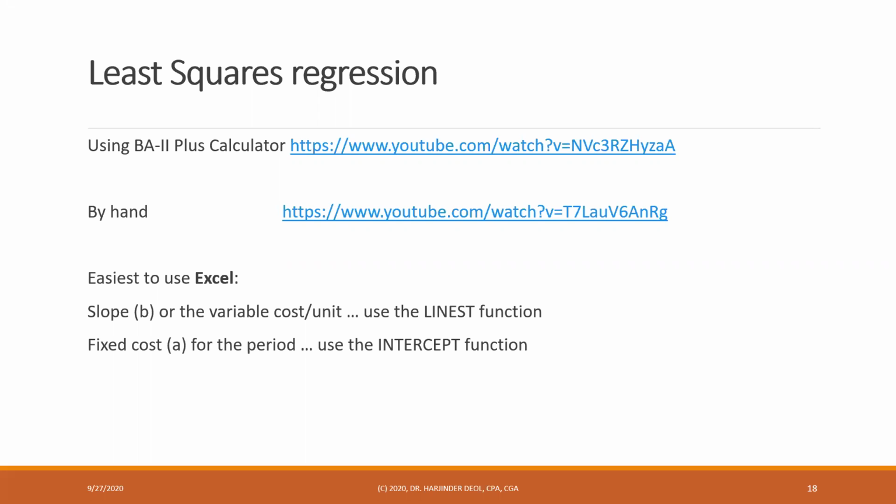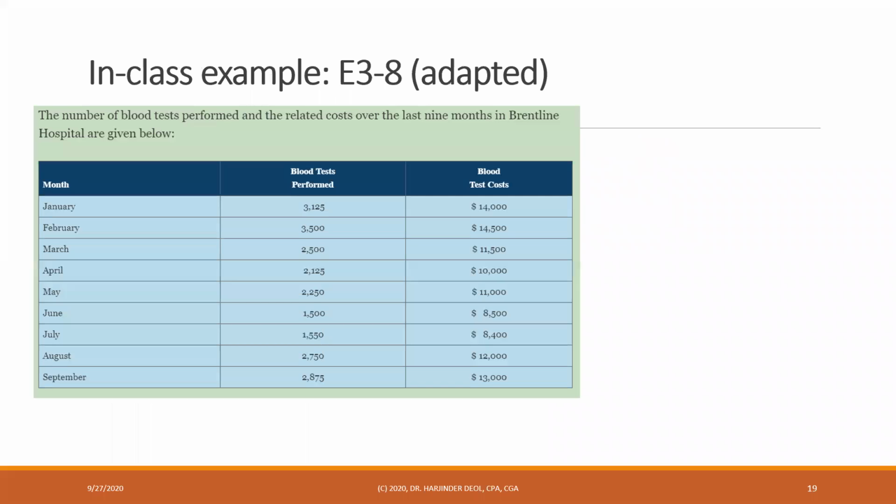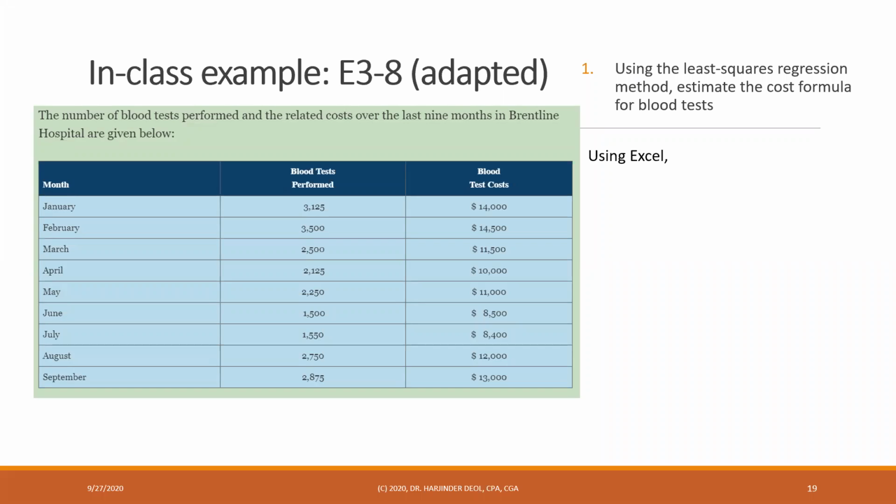And the fixed cost, which is your A for the period, can be calculated by using the function called intercept. We will be looking at details of that in class as well, but here is the same example E3-8 that was adapted. So we have the same data set, same blood tests that were performed and the total blood test cost. But here we are using the least square regression method to estimate the cost formula for blood tests. So if we use Excel functions, then we can derive the fixed cost as well as your variable cost.